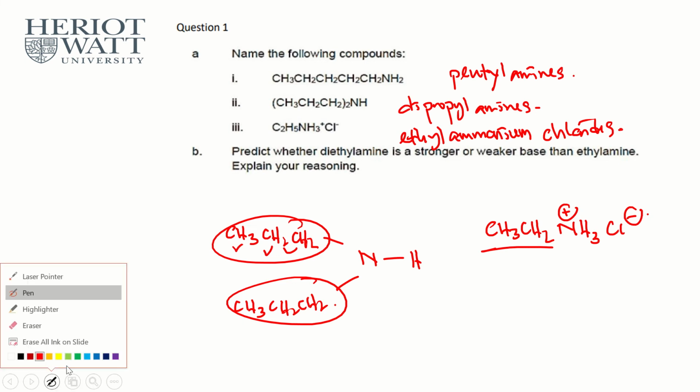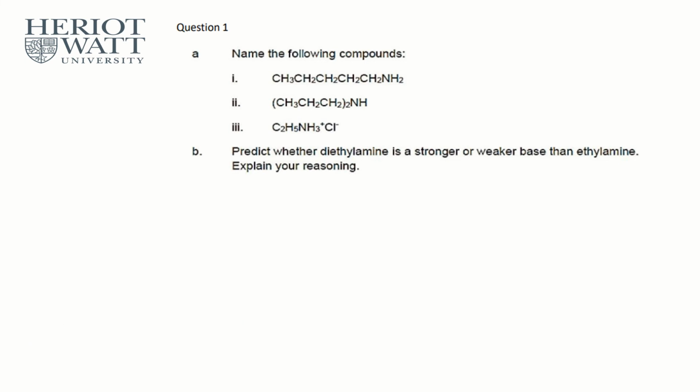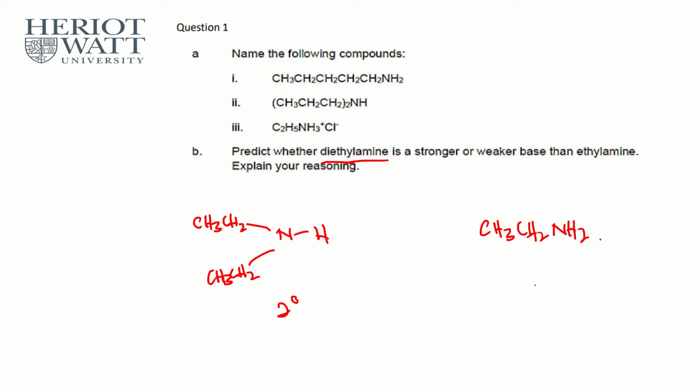And then for part B, let me erase that. So for part B, predict whether diethylamine is actually a stronger or weaker base than ethylamine. So let's try this. Diethylamine. So basically you have NH, diethyl meaning that you have two R groups, two ethyl groups. So it's CH3CH2, CH3CH2. All right, that's diethylamine. And ethylamine is just as simple as one ethyl group and H2. So one is a secondary structure, one is a primary structure, right? This is a secondary amine, this is a primary amine.